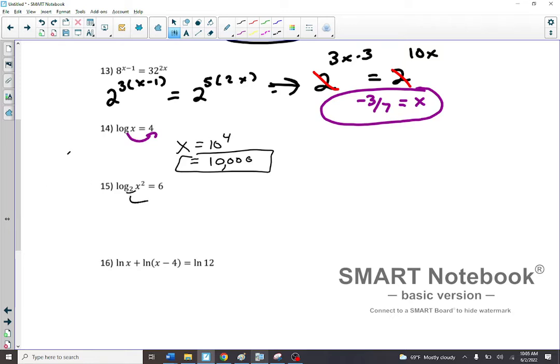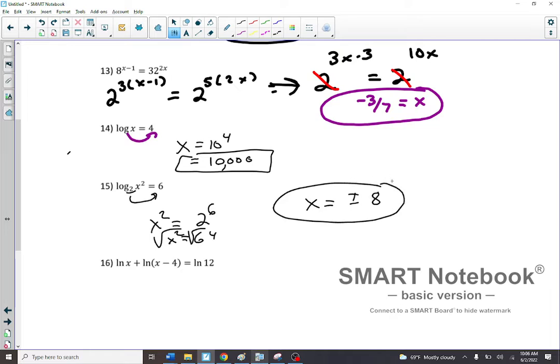Here, log base 2 has to go to the other side. So x squared equals 2 to the 6th power. 2 to the 6th power is 8 times 8, 64. But x squared is not x, so we're not done. Square root both sides. X equals plus or minus 8. Not just positive 8, nor negative 8, plus or minus 8.